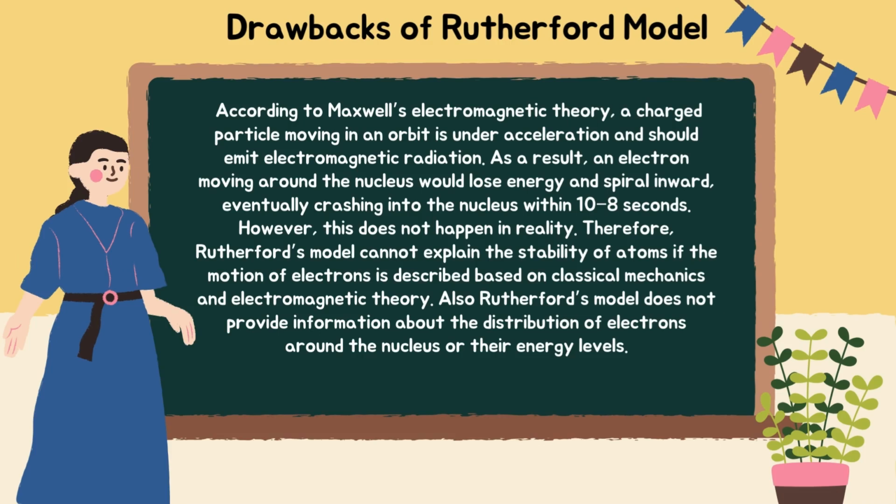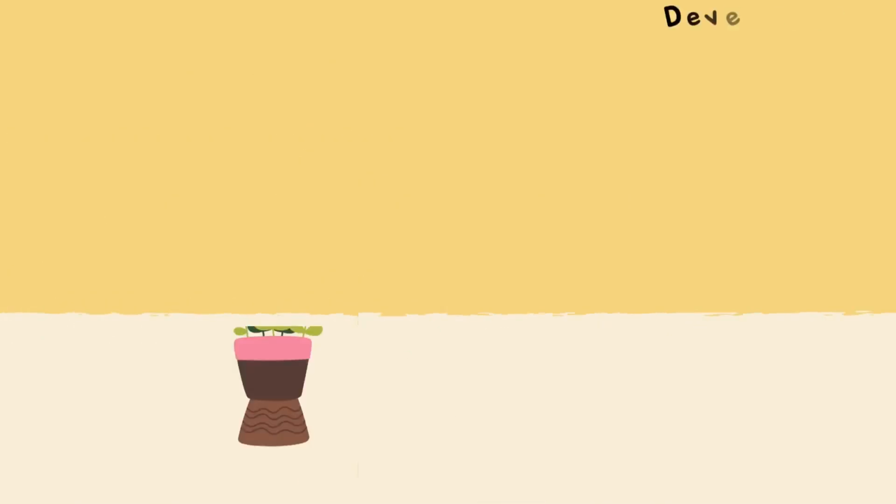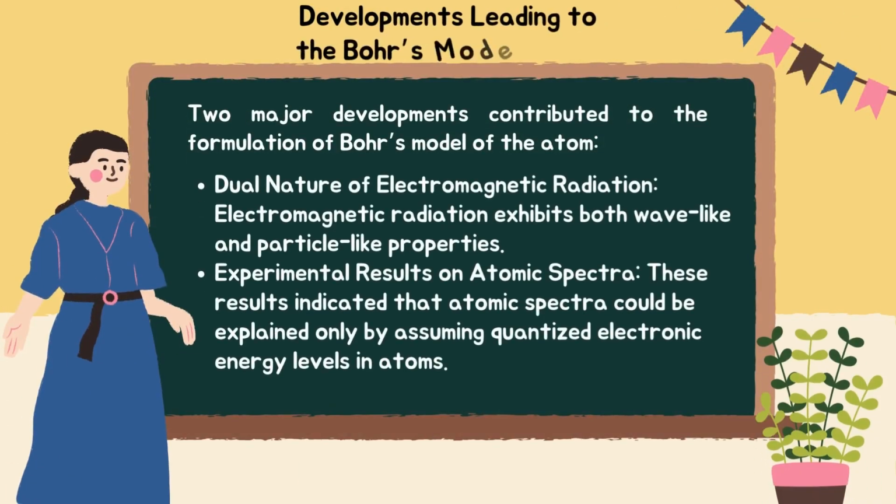Therefore, Rutherford's model cannot explain the stability of atoms if the motion of electrons is described based on classical mechanics and electromagnetic theory. Also, Rutherford's model does not provide information about the distribution of electrons around the nucleus or their energy levels. Next one is developments leading to the Bohr's model of atom.